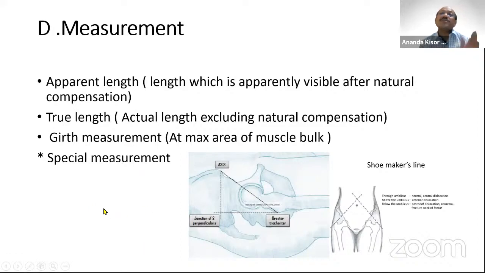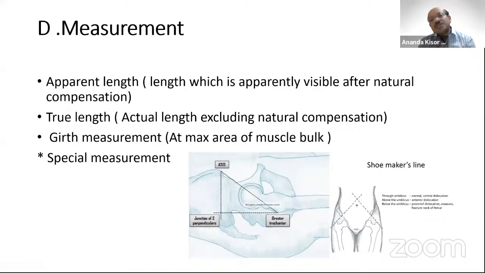It is basically a lateral position, and the hip and knee should be flexed 90-90. This is most important. The hip and knee should be 90-90 flexed, otherwise it is very difficult to identify. Next, we have to ascertain the anterior superior iliac spine, then the tip of the greater trochanter, and the ischial tuberosity.